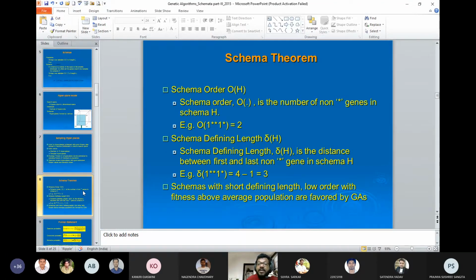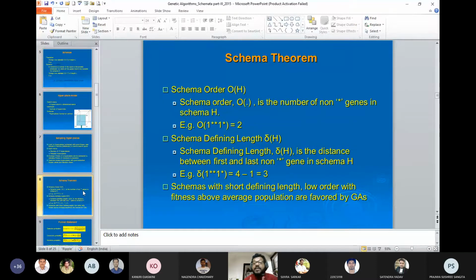So the next important term is the schema order, which we denote as O of a schema. Schema, I think I have explained to you. So let the schema be 1 star star 1 star. Here the order of a schema is nothing but the number of fixed genes in the schemata, because star represents anything, I can select 0 or 1. So here 2 ones are there, so the order is 2.